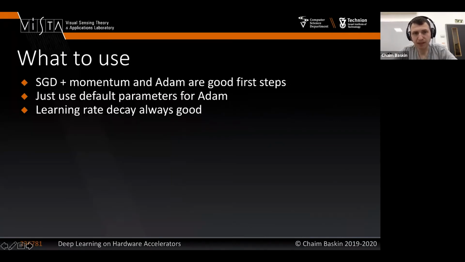So what to use? SGD plus momentum and Adam are good first steps. Just use default parameters for Adam. It will work great. Don't try to do sophisticated things. Learning rate decay is always good. Decaying our learning rate over time always gives us better results because, as we converge, our gradients are smaller and smaller. Steps will be smaller and smaller, reaching our local minimum.